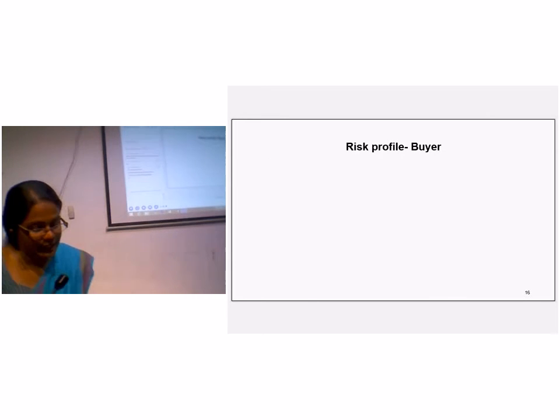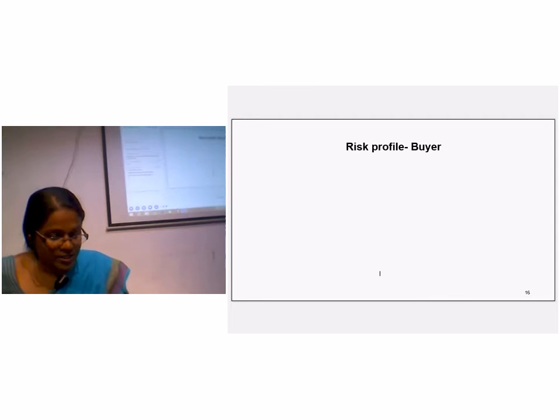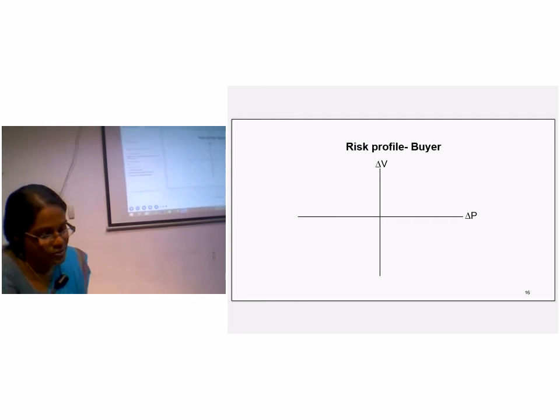Right. So I'll give you a task. Can you develop the risk profile for the buyer? These are the two axes. Can you just imagine? Earlier, we developed the risk profile for the seller. Now, think about the buyer's point of view.